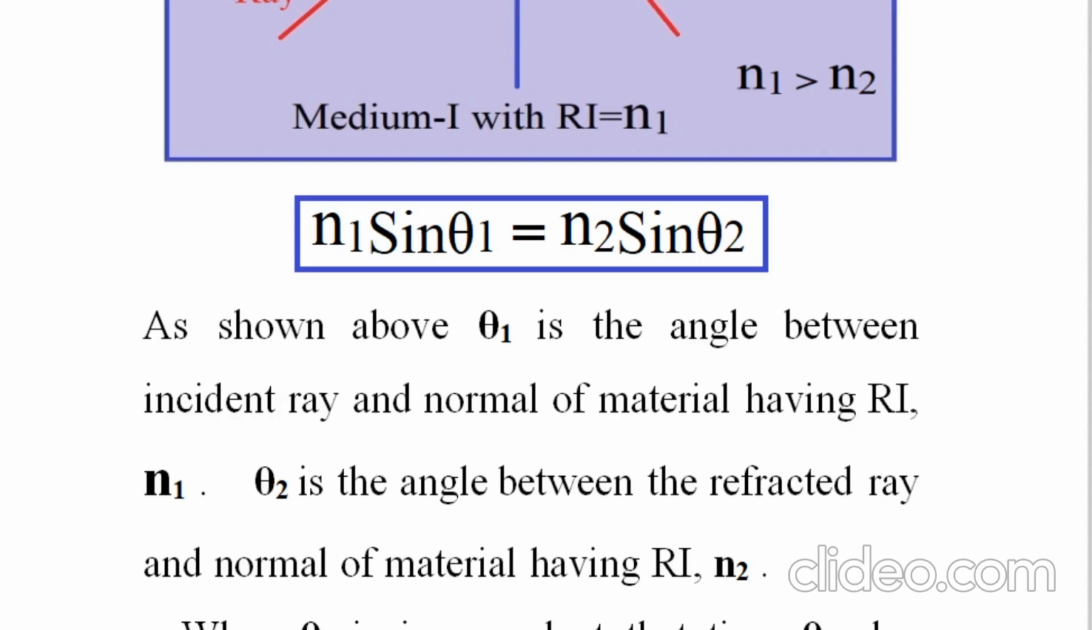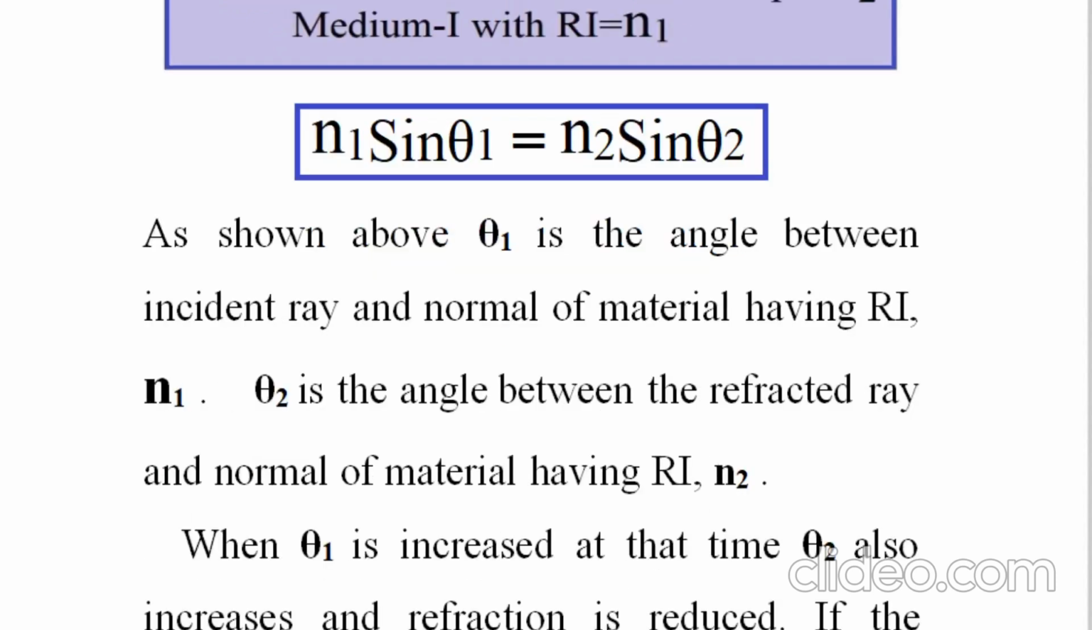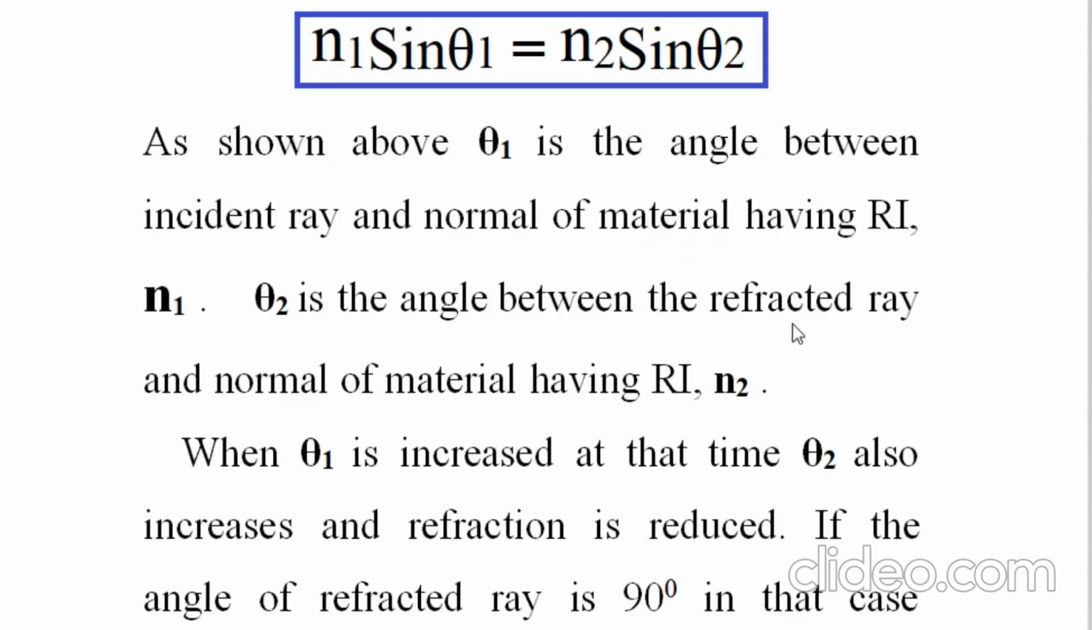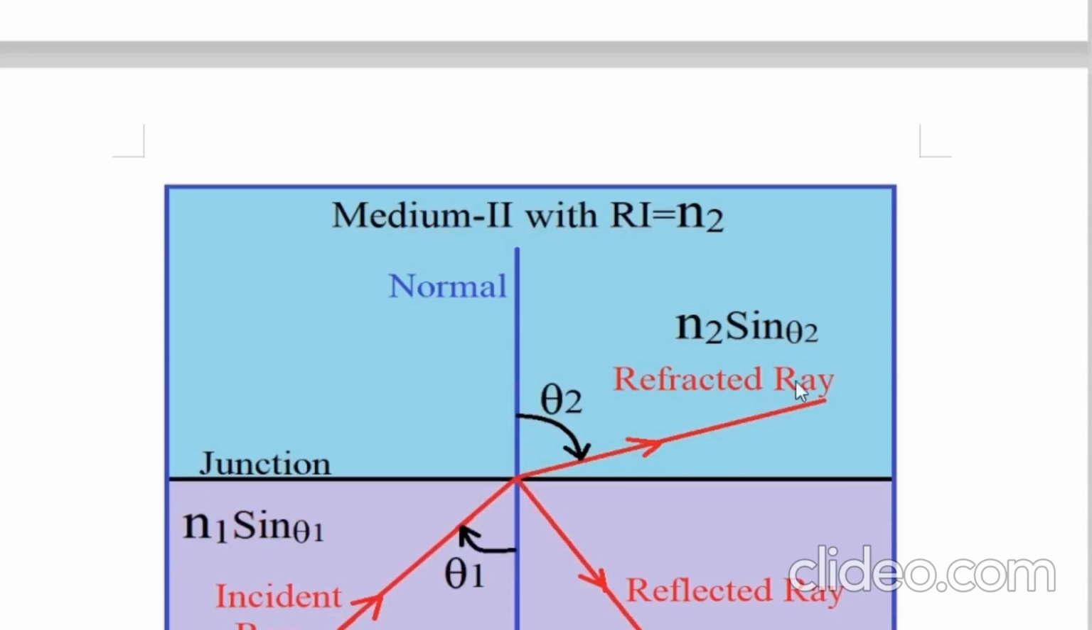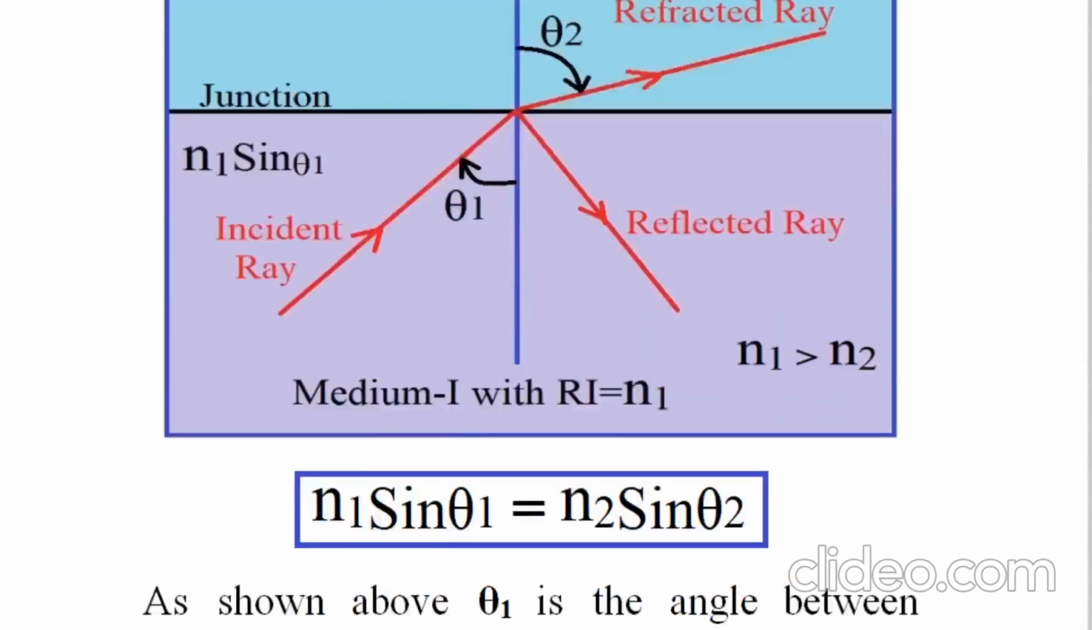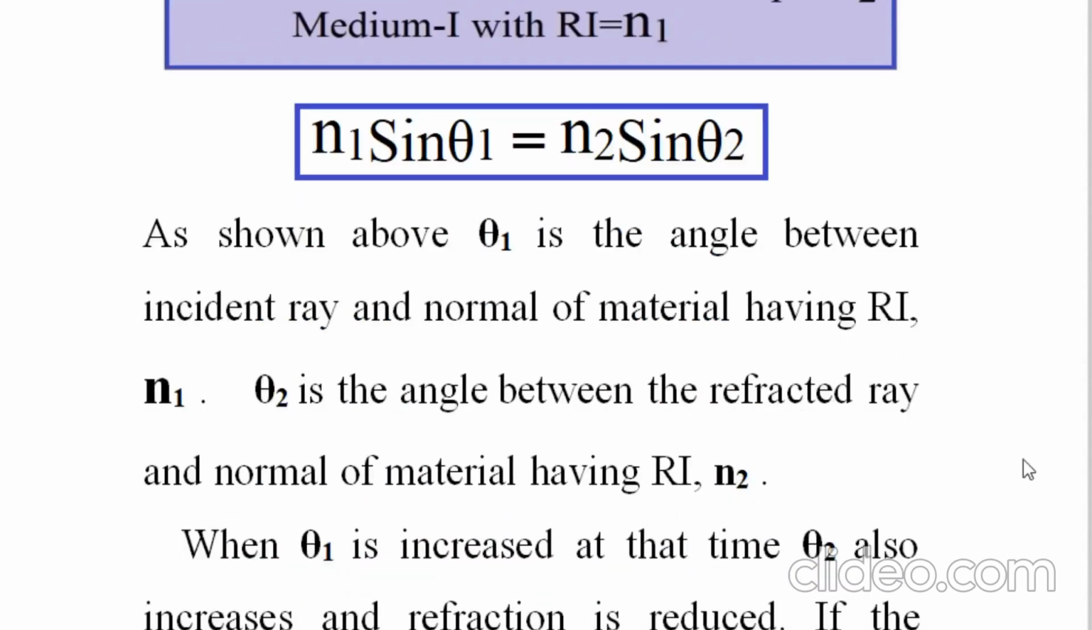So here, as shown above, theta 1 is the angle between the incident ray and the normal of the material having refractive index N1. Theta 2 is the angle between the refracted ray and the normal of the material having refractive index N2.